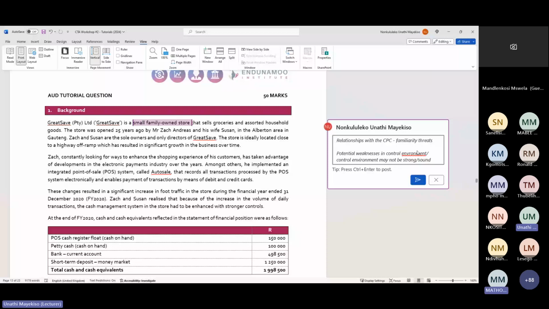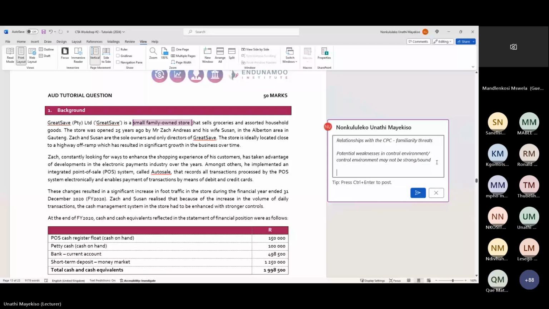What else do we think? A presumed significant risk. Keep going. Remember, risk means something can go wrong. So you're saying management override of control is a presumed significant risk. Okay. But that is something that is true for any business, not just a small company.